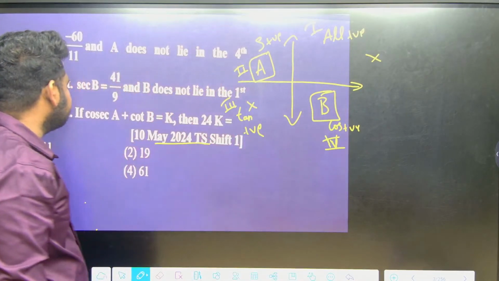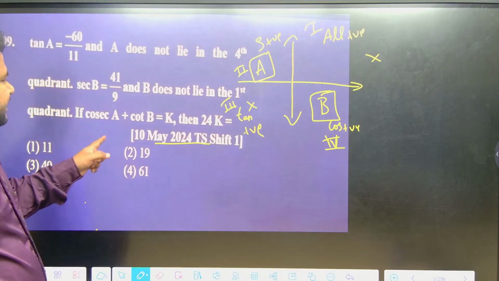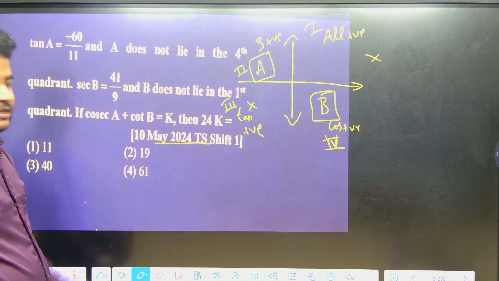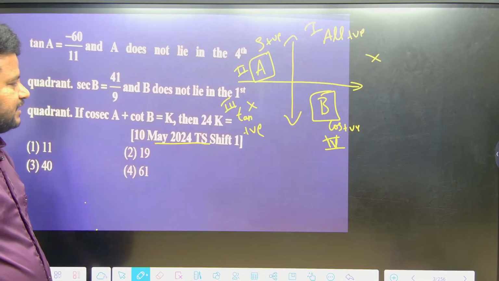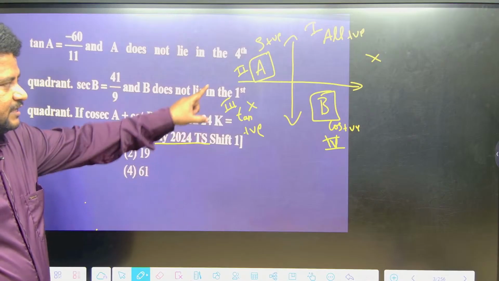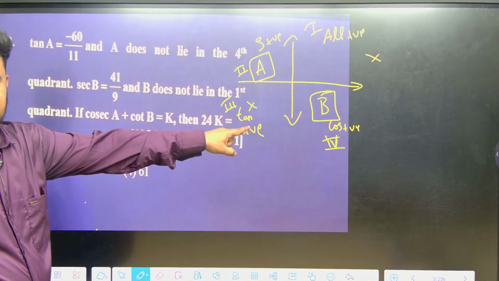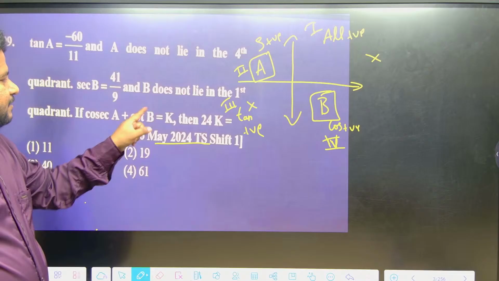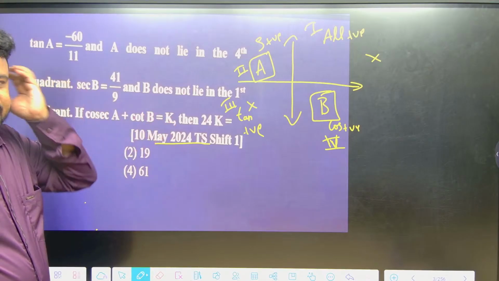Now what are they asking us? If cosecant A plus cot B is equal to K, then 24K is equal to what? Now we know the quadrants of A and B. A is in the second quadrant, B is in the fourth quadrant.